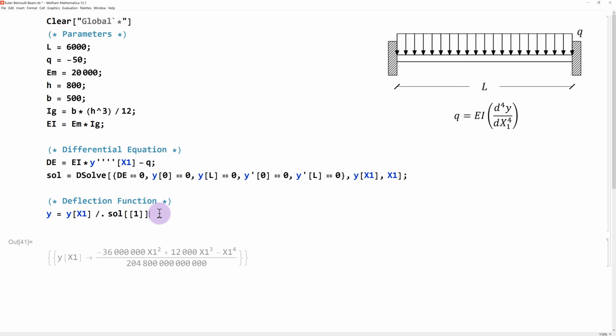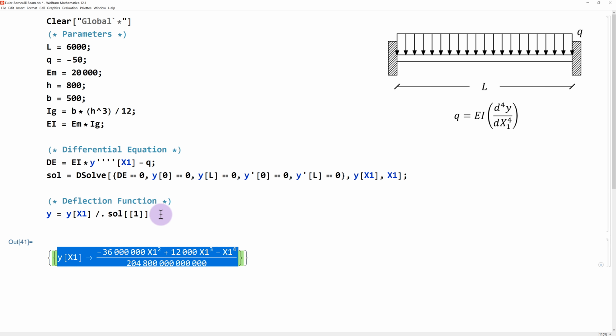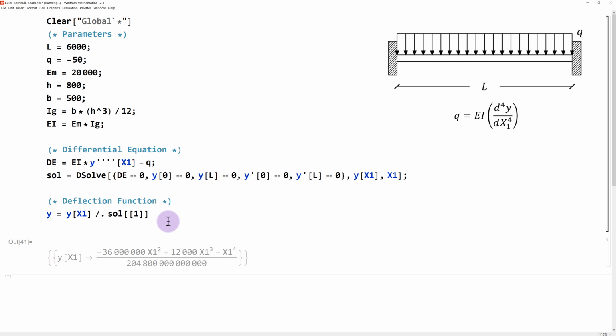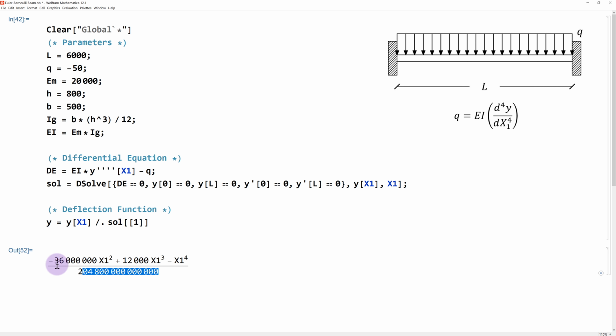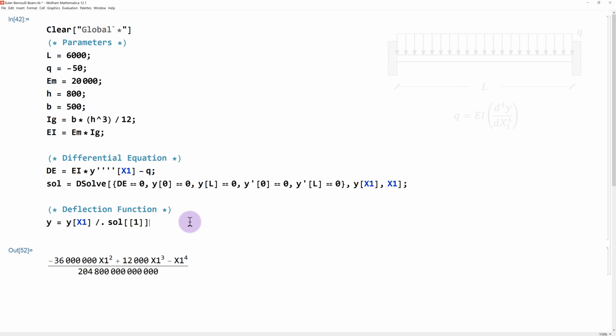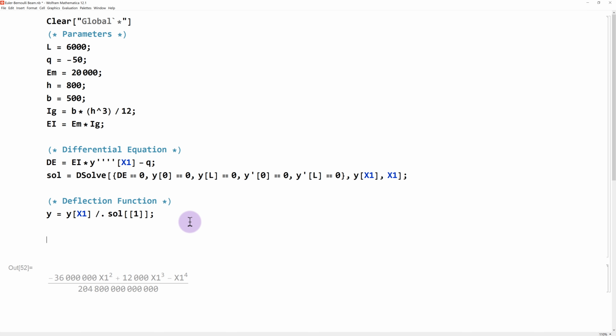I recommend just sounding it out. Again, y is equal to y of x1, this right here, when y of x1 approaches this. So if I were to do that now and run it, I get just this right here, which is my nice equation. So that's going to be my deflection function right there. So I'm going to suppress that. I'm going to come down here.